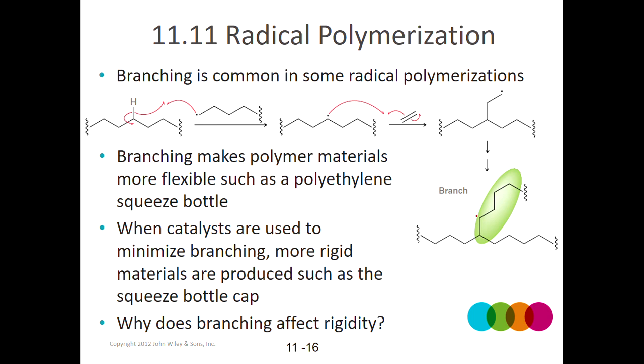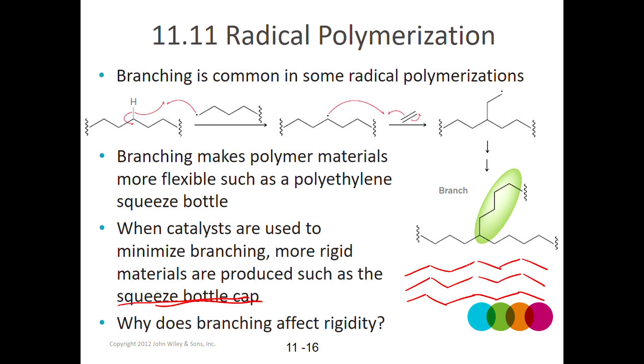Sometimes you want that because the branching prevents the polymer strands from attracting as effectively. And if all my strands are straight chains, then they can all line up, forming nice strong intermolecular attractions, and that makes a more rigid structure. And that would be something like the cap on a plastic water bottle or a squeeze bottle. Right? The cap is quite rigid. It's hard to bend because the chains have less branching.